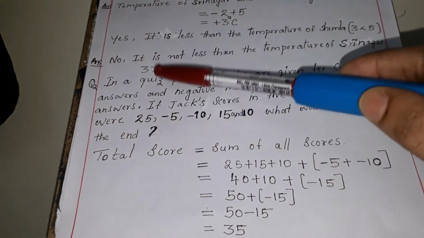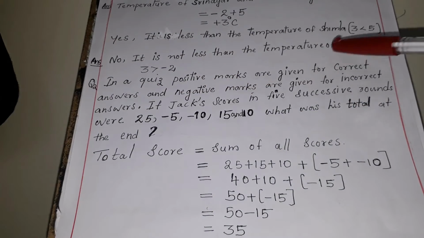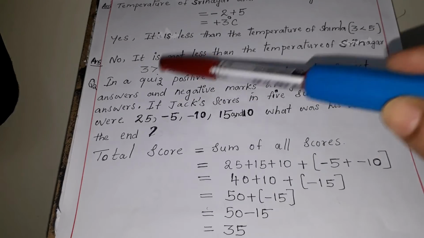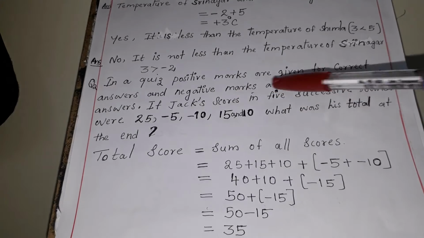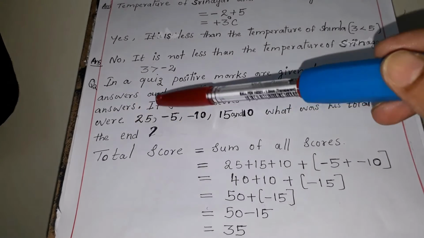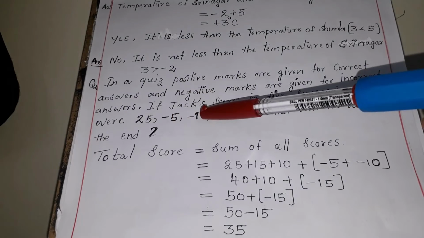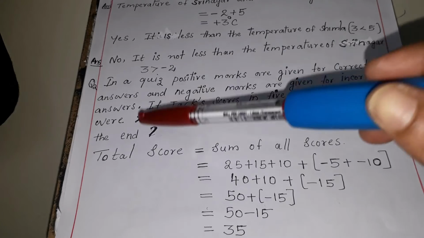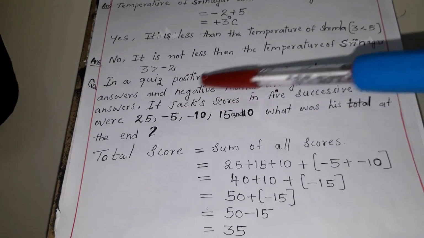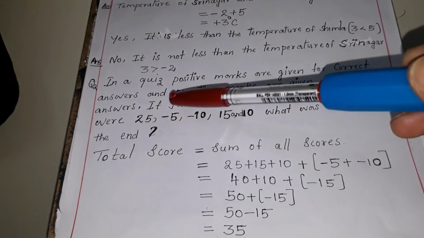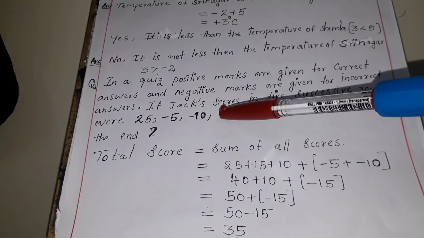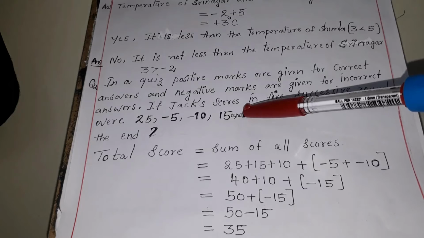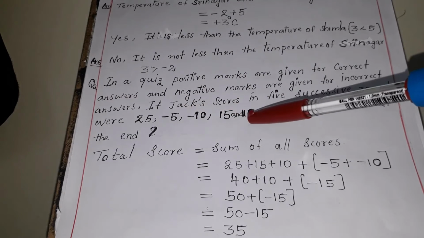Question number 2. In a quiz, positive marks are given for correct answers and negative marks are given for incorrect answers. If Jack's scores in 5 successive rounds were 25, minus 5, minus 10, 15 and 10, what was his total at the end? How will you find this? It is given that his score is 25, minus 5, minus 10, 15 and 10. What is the total score? How will you find? You should add all these scores. That is the sum of all scores.